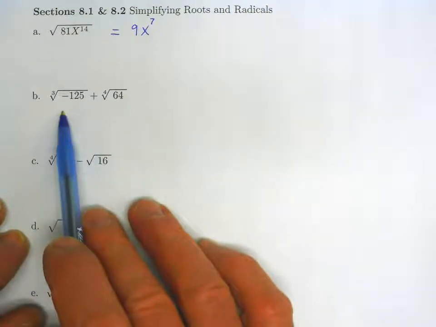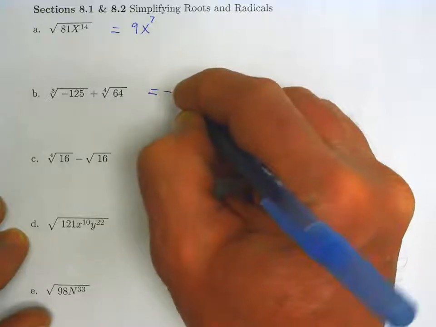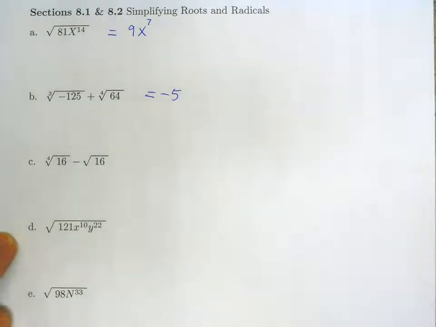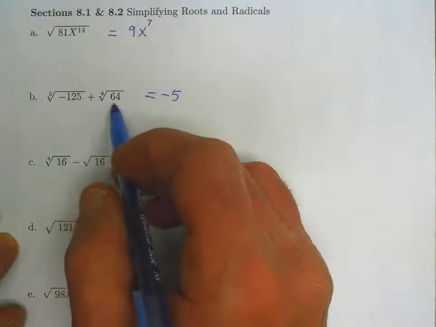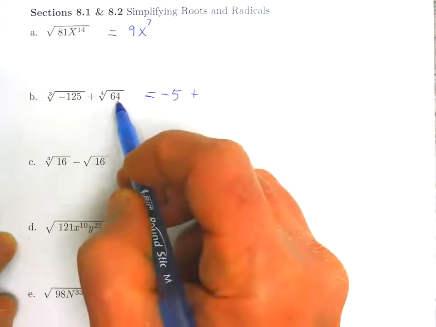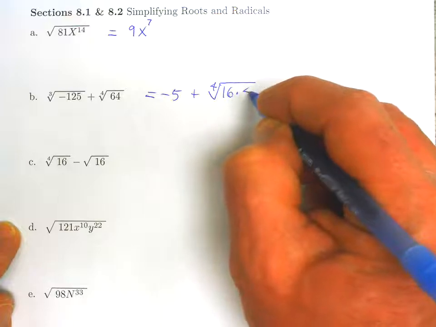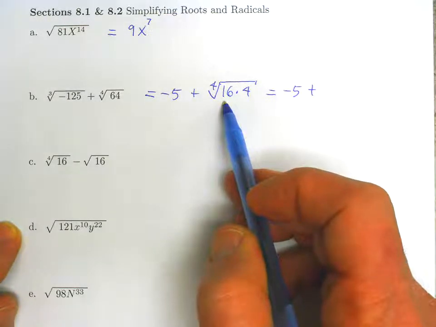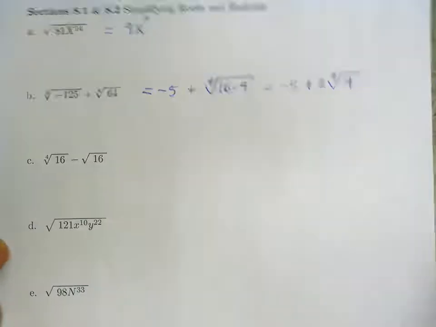The next one, the cube root of negative 125 plus the fourth root of 64. The cube root of negative 125 is negative 5, because the number negative 5 to the third power is negative 125. And then the fourth root of 64, well, this one doesn't simplify to an integer. The largest factor of 64 that's a perfect fourth power is 16. So we can think of this as the fourth root of 16 times 4. So we'll drag the number negative 5 along. And then the fourth root of 16 is 2. And then multiply 2 times the fourth root of 4. So that's the simplified result.